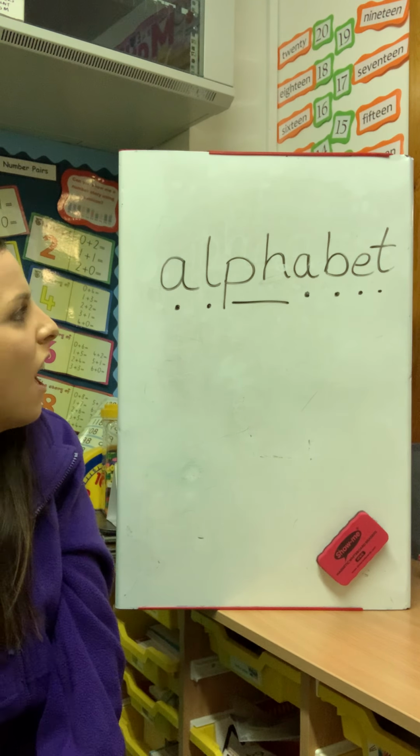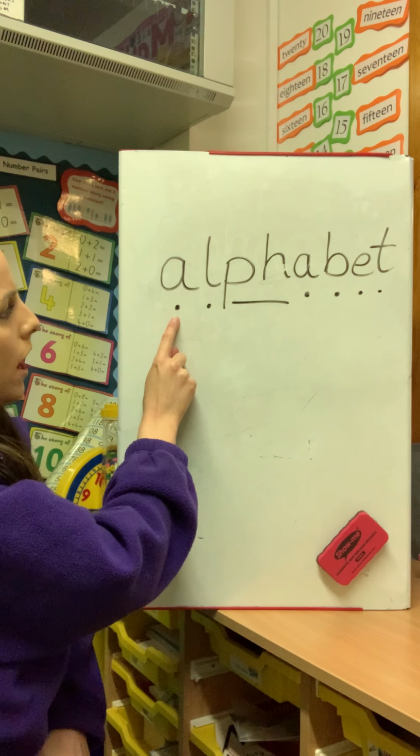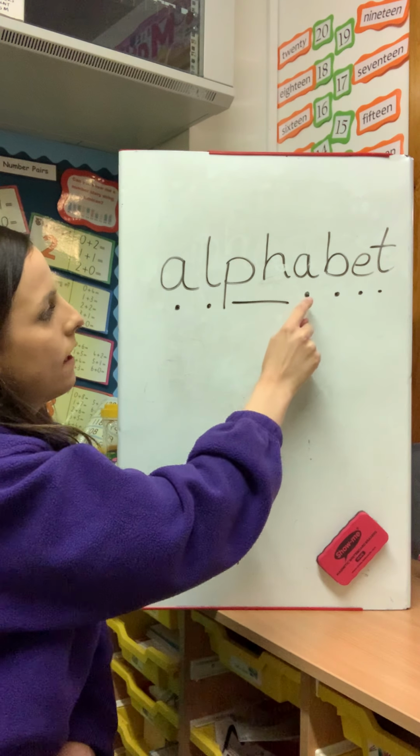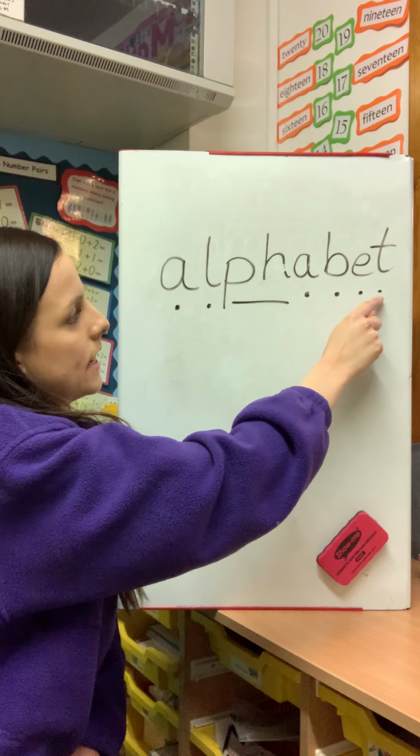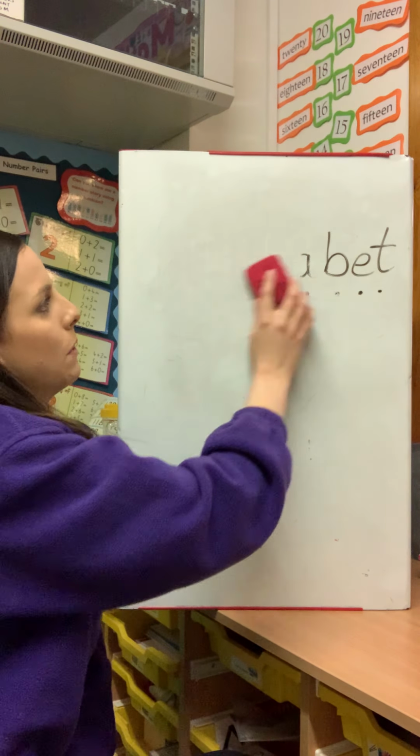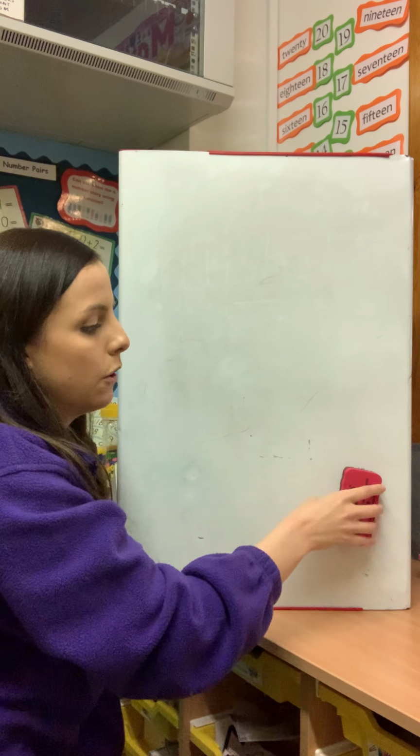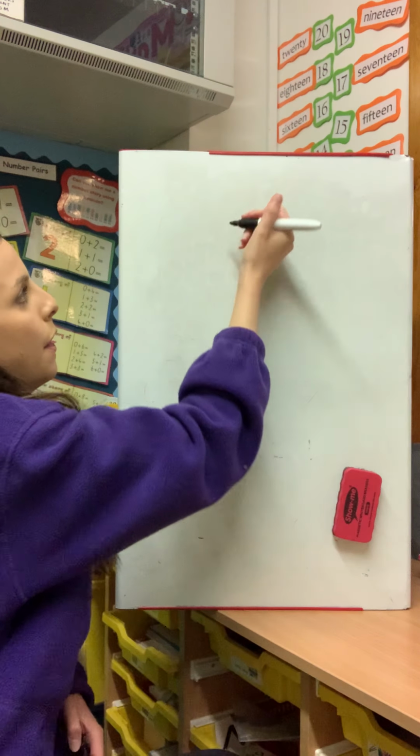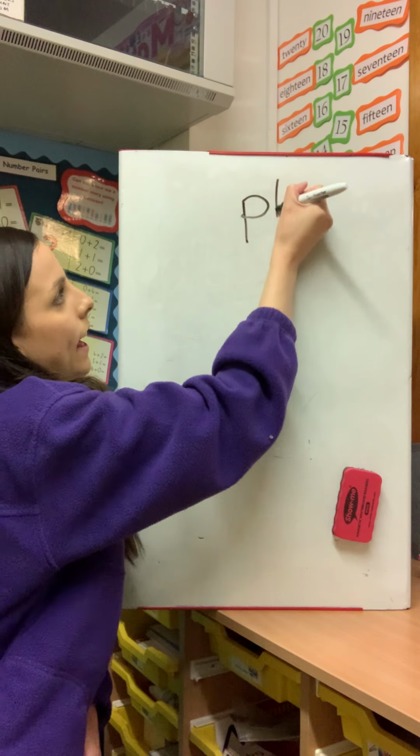Okay. I think that there are 7 sound buttons. Let's count them. 1, 2, 3, 4, 5, 6, 7. There are 7. Well done. Right. I would like you to have a go now at writing a few words that have the P, H letters to make the sound.